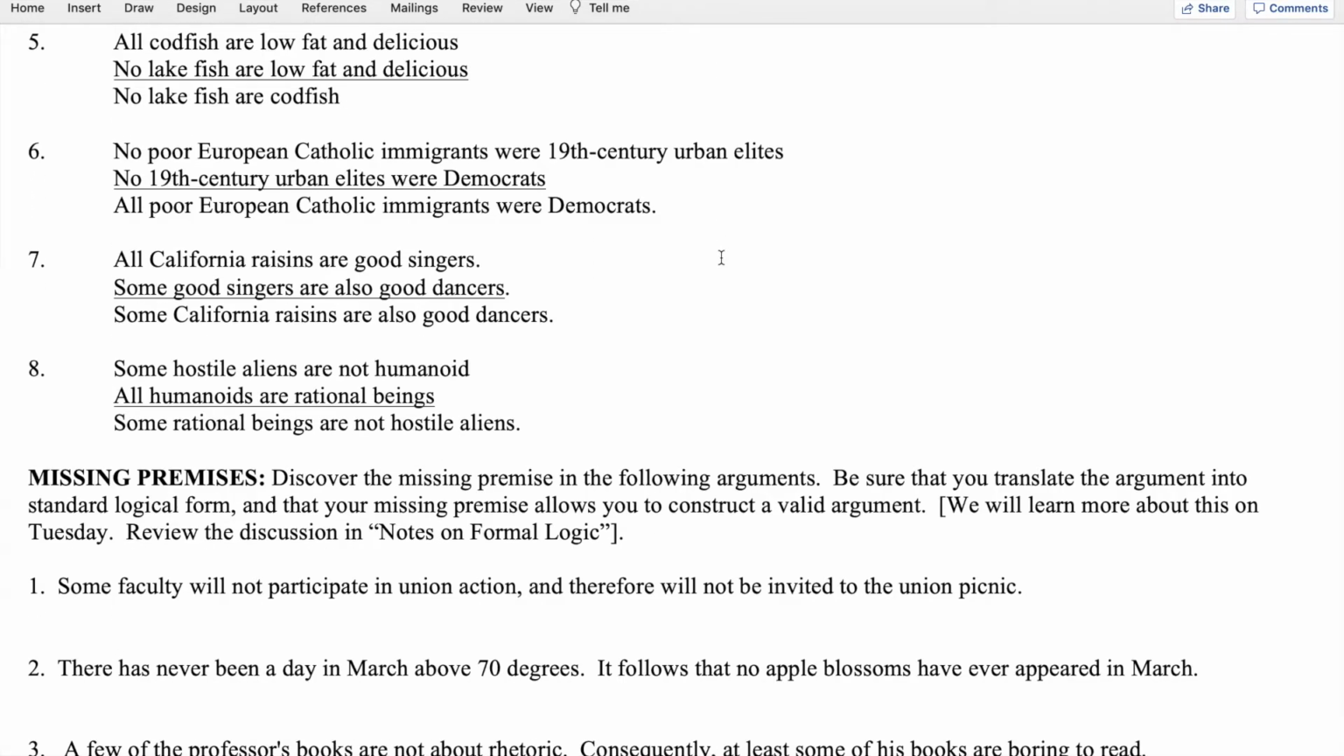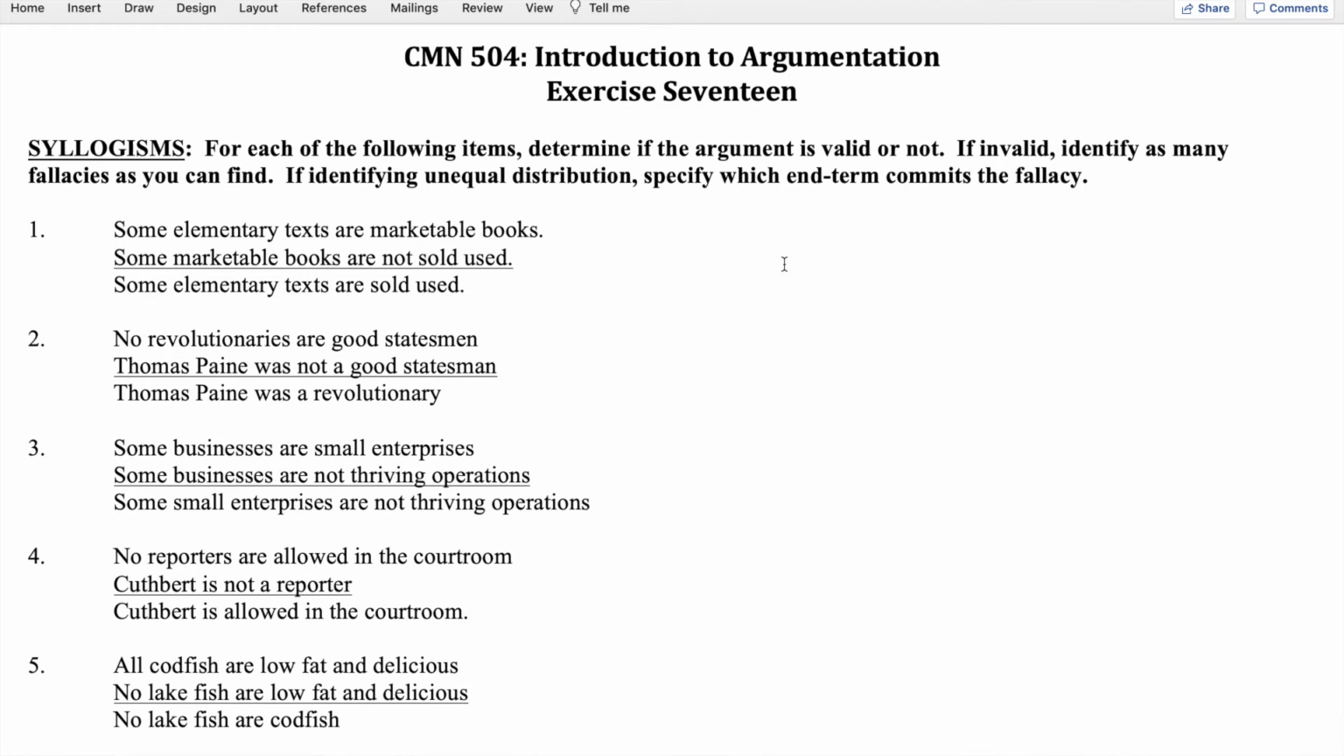Then in the bottom section, a few items testing your ability to generate missing premises from natural language arguments. And indeed, you'll have another opportunity to do some more missing premise work on exercise 18. So we'll go to the syllogisms first and look at number 1.